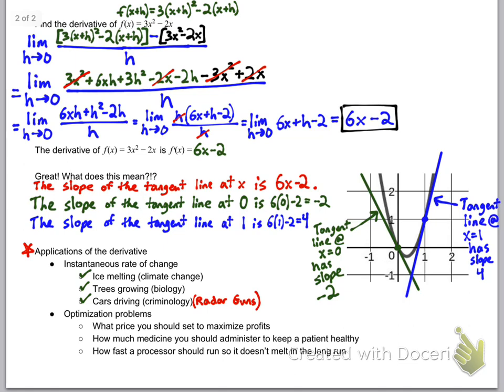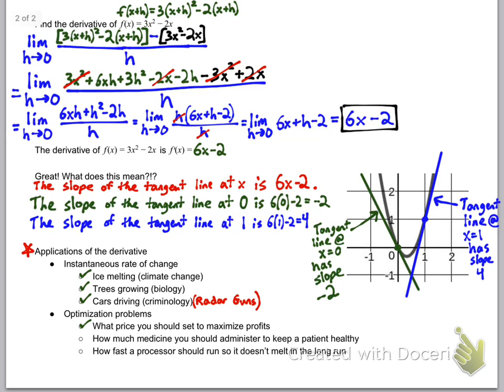You can also use the derivative in optimization problems. An example of this would be, how expensive should you set the price of an item to maximize your profits? If you make the item too expensive, nobody's going to buy it, or very few people will, and you won't make a lot of money that way. If you set the price too low, then people will buy it, but you won't make very much money off of each item. So how you can maximize your profits is a calculus problem, one where the derivative will give you the answer.